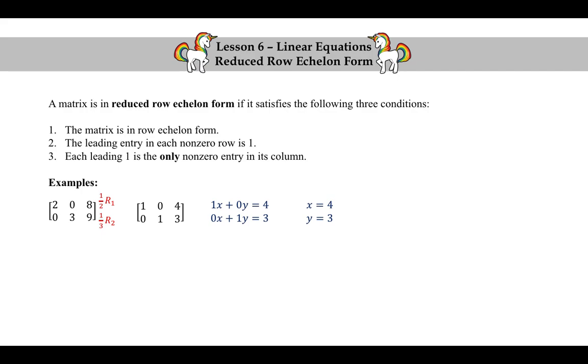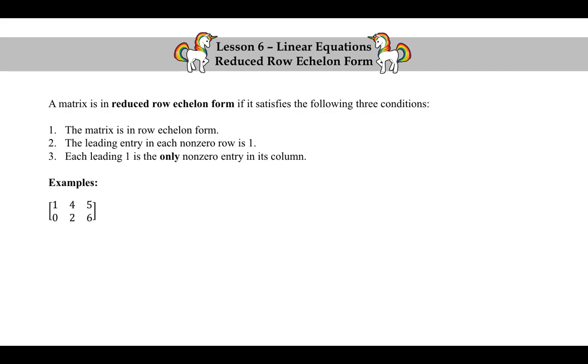Notice that in this case, we got a unique solution to the corresponding system of equations, and whenever that happens, the right-hand side of the reduced matrix actually tells us the answer. Notice the 4 and the 3 on the right-hand side of that matrix correspond to the solution of x equals 4, y equals 3. Let's look at another example.